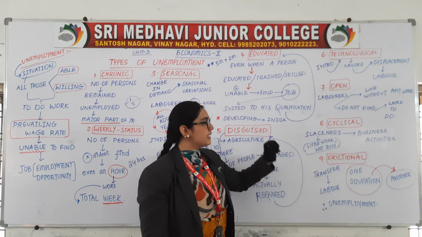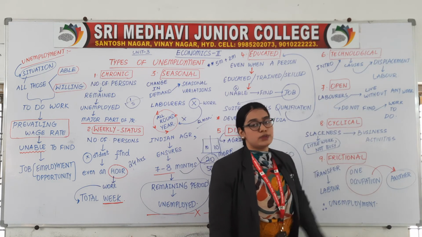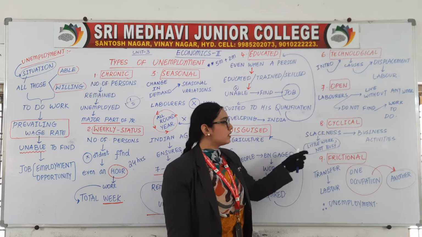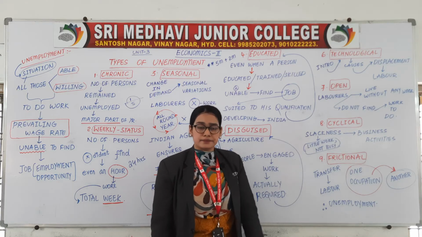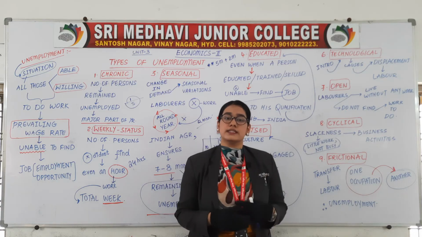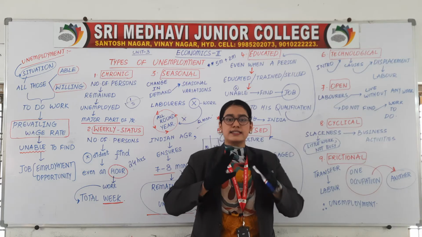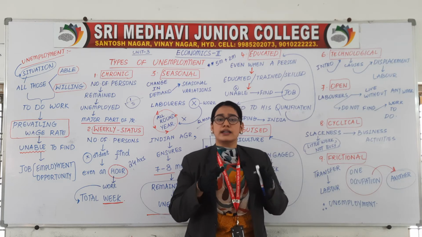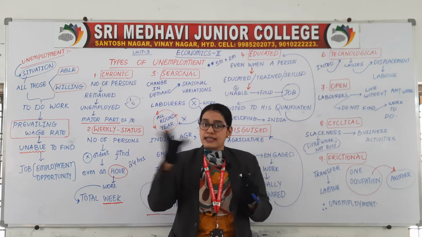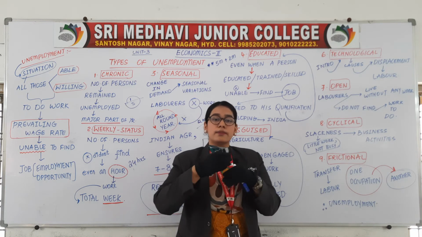Then the 8th one is cyclical unemployment. It occurs due to slackness in the business activities. What is the meaning of slackness? I have written here little work or not busy. It means when you have little work, then you will not keep an excess of persons, right? If I have some 10 workers, that is sufficient for me because I have little work, a small business. So why should I keep 100 laborers? I will not keep them. So the remaining 90 persons are unemployed because my business is small.